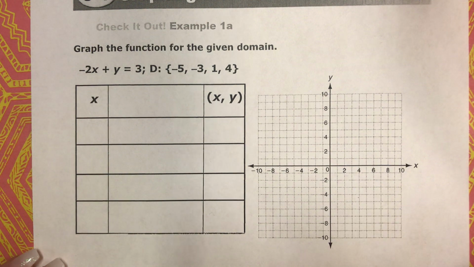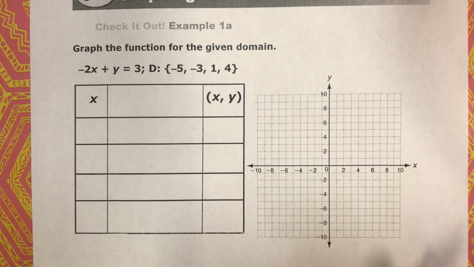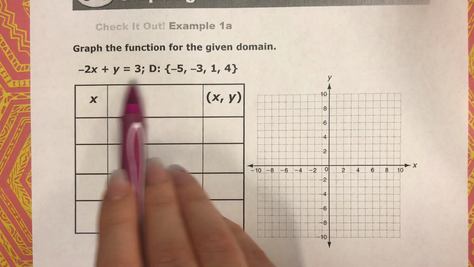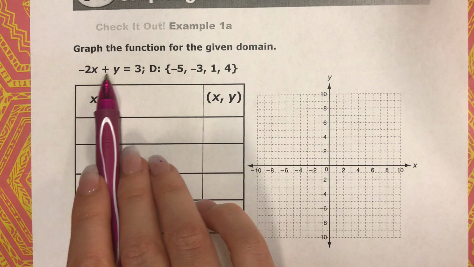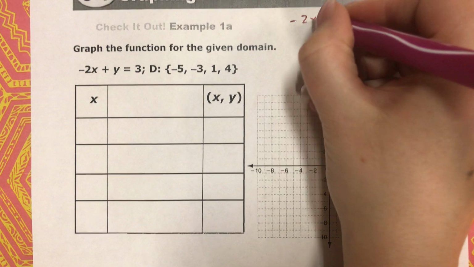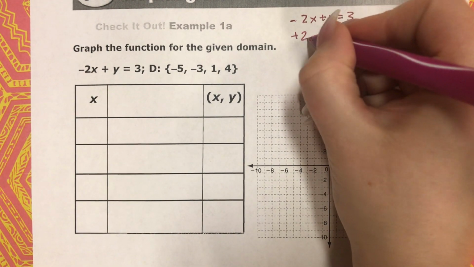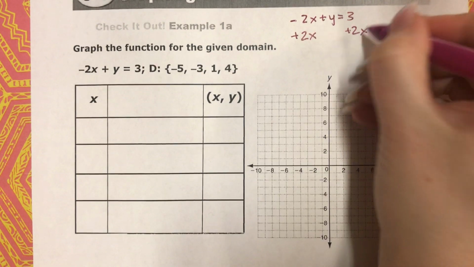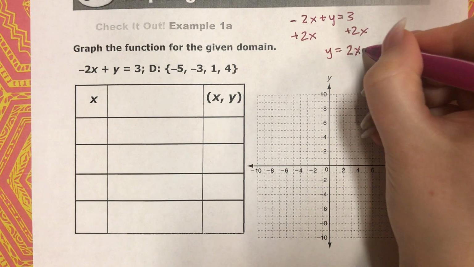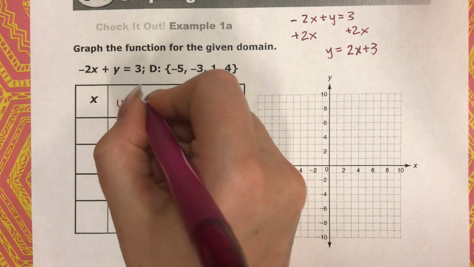All right, let's see how you did. So we have to graph the function here for the given domain. The first thing that I'm seeing is we need to solve this: negative 2x plus y equals 3. We need to solve it for y, so we need to get y by itself. So we need to do a little algebra first. I'm going to add 2x to both sides. That leaves us with y equals, remember we're going to put that x first, 2x plus 3. Now that is my y value. Y equals 2x plus 3.